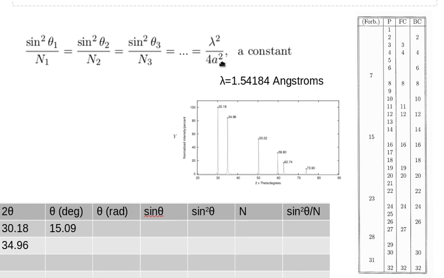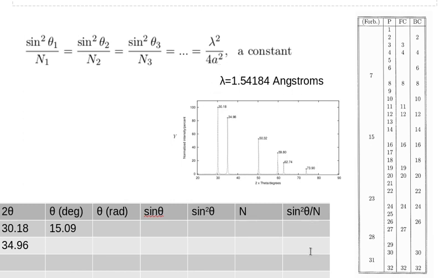Now the X-rays in our instrument are from a copper target. Electrons are fired at a copper target, and the X-rays that come off as a result are typical of copper K alpha, and the wavelength of X-ray is 1.54184 angstroms. You will need this value to calculate the size of a unit cell.